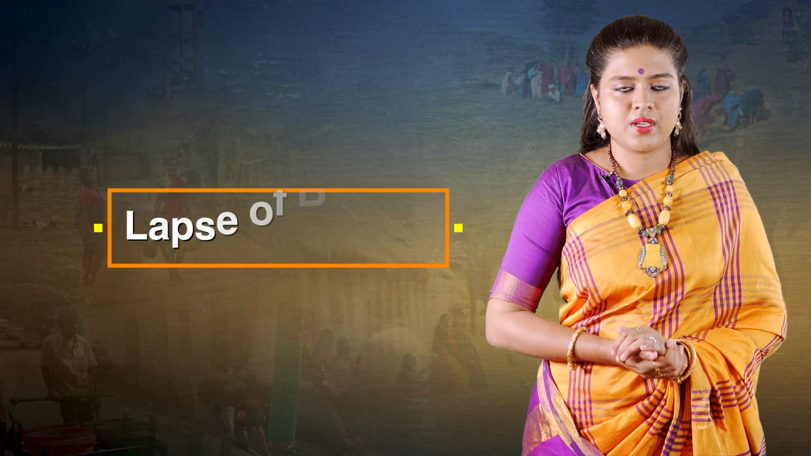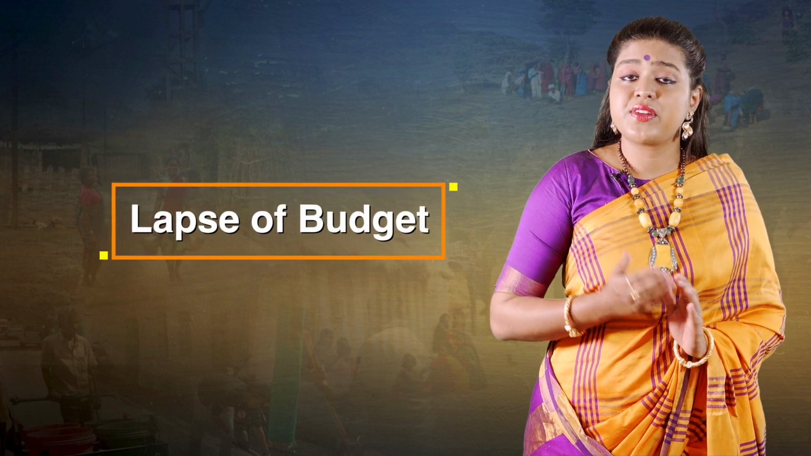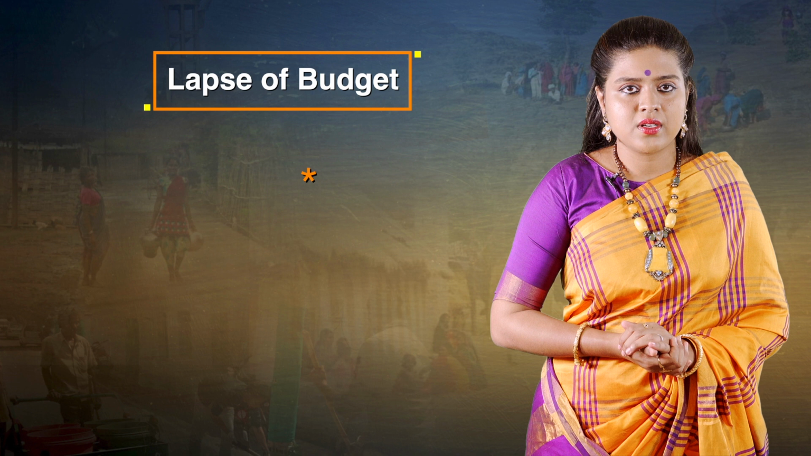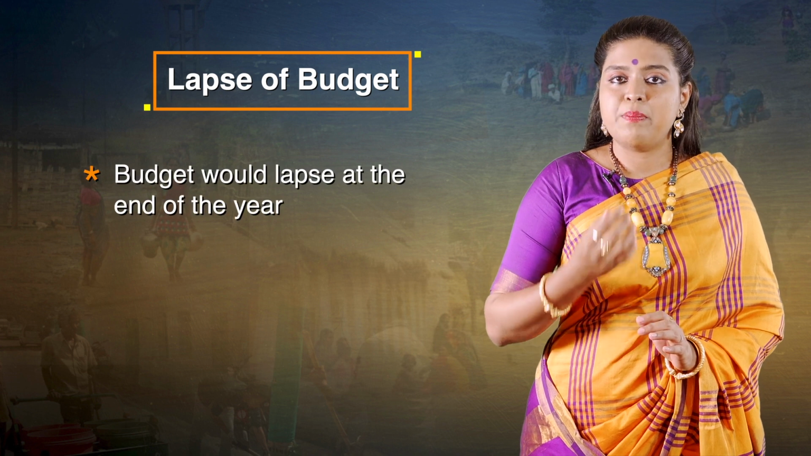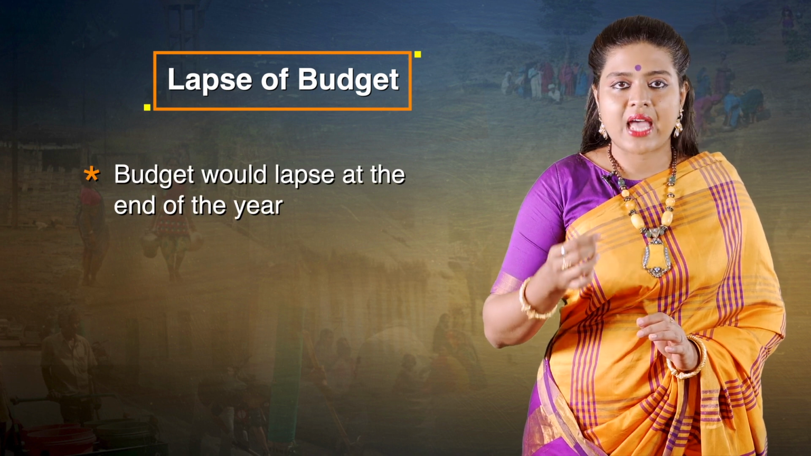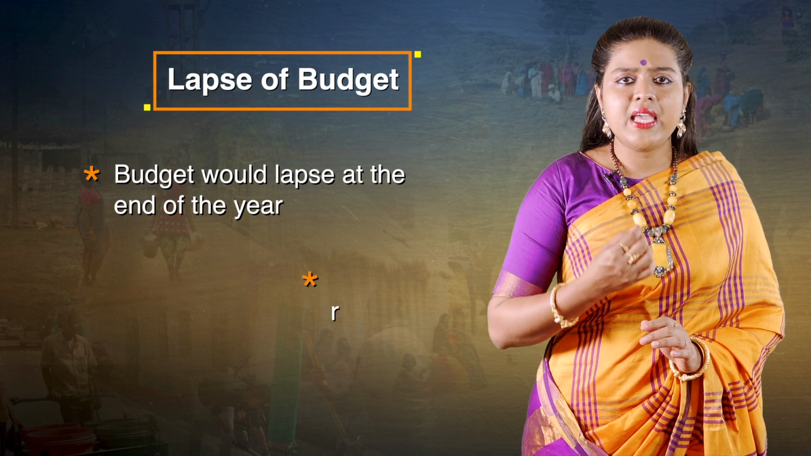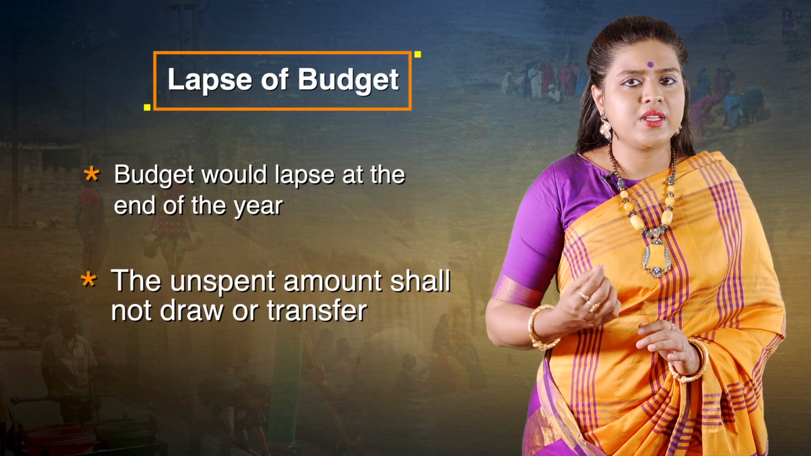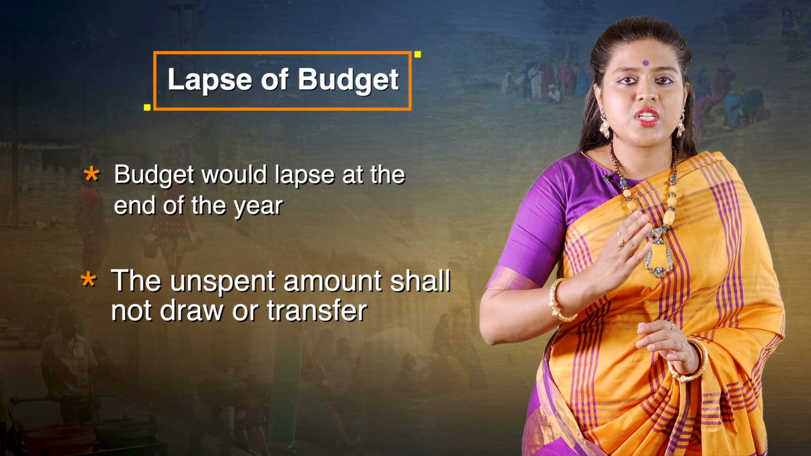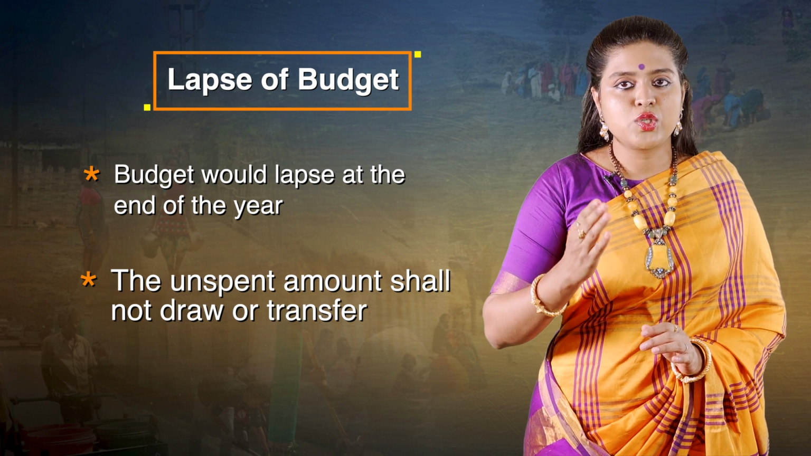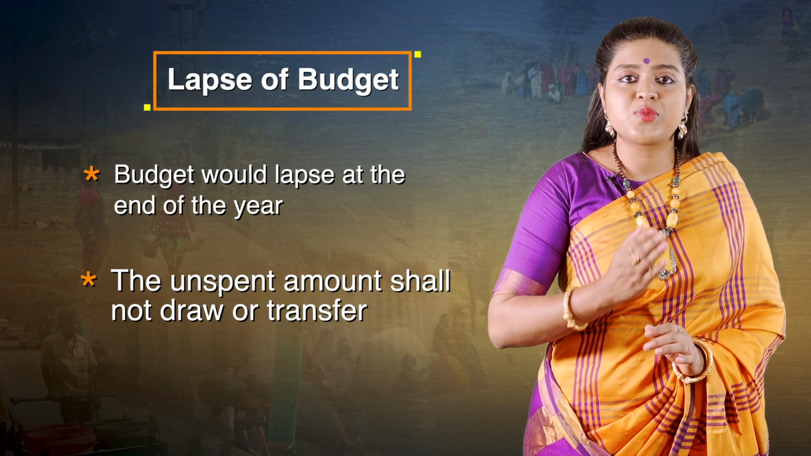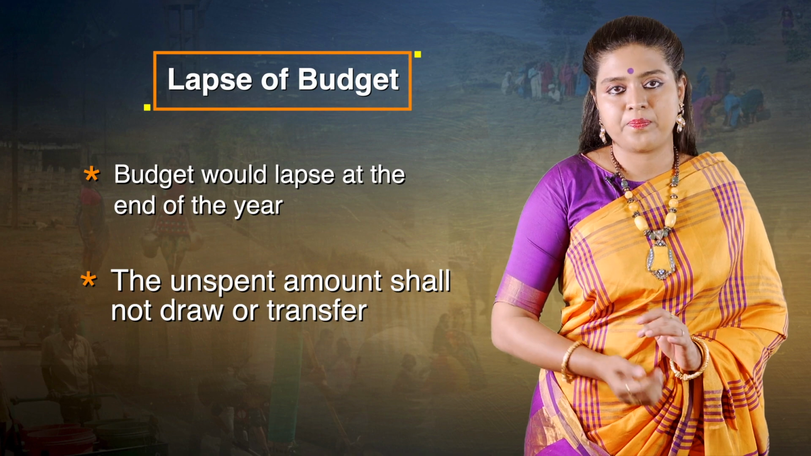Lapse of budget. After precautions, there is also a lapse of budget. All allotments made in the budget would lapse at the end of the year. Any amount remained unspent shall not be transferred to the deposits or drawn to avoid lapse for disbursement after the end of the year.